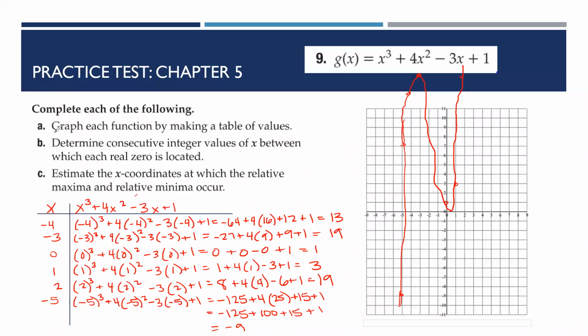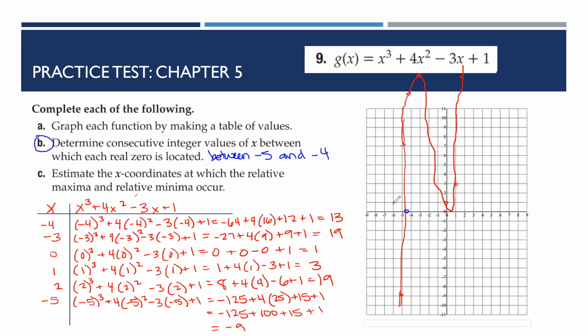part B says to determine the consecutive integer values of x between which each real zero is located. So I can see here there's a real zero between negative 5 and negative 4. So I'll just put it here. Between negative 5 and negative 4. That's my real zero there. Now this one doesn't really dip below, so that's not going to be a real zero there.